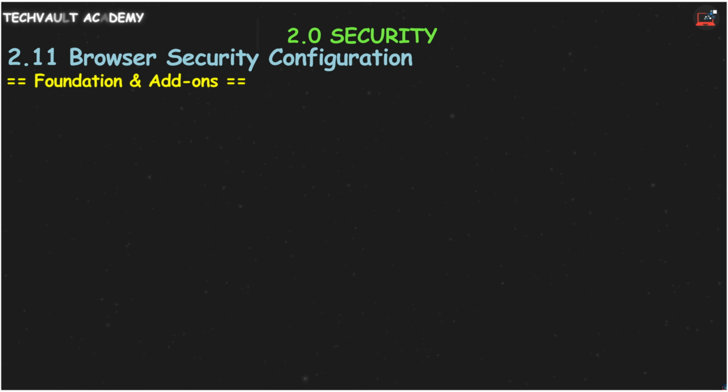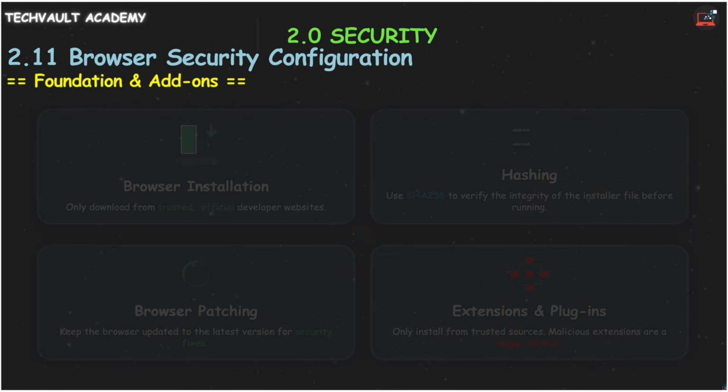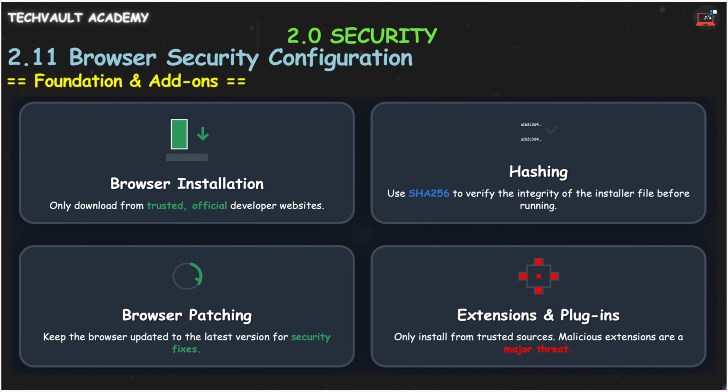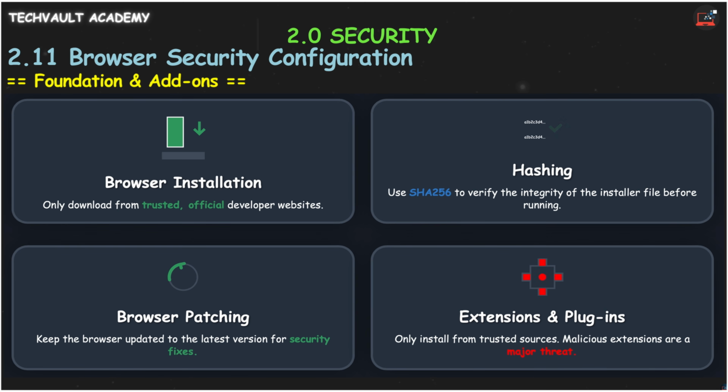The foundation of browser security starts before you even install it. Always download the browser directly from the developer's official website. Malicious versions are often distributed on third-party sites. To be absolutely sure your installer is legitimate, you can verify it with hashing. The developer provides a hash, like a SHA-256 string, on their site. You run the same algorithm on your downloaded file, and if the hashes match, the file is authentic.